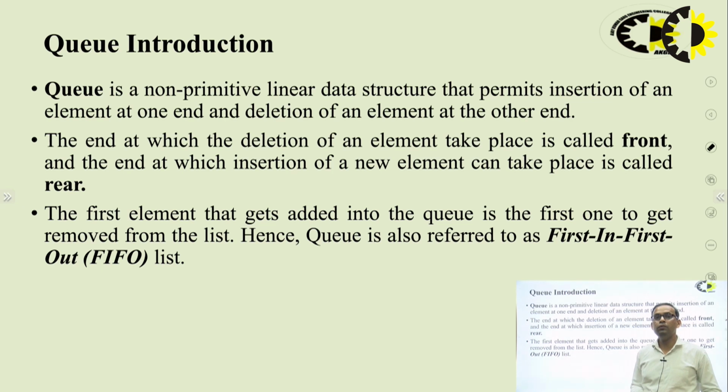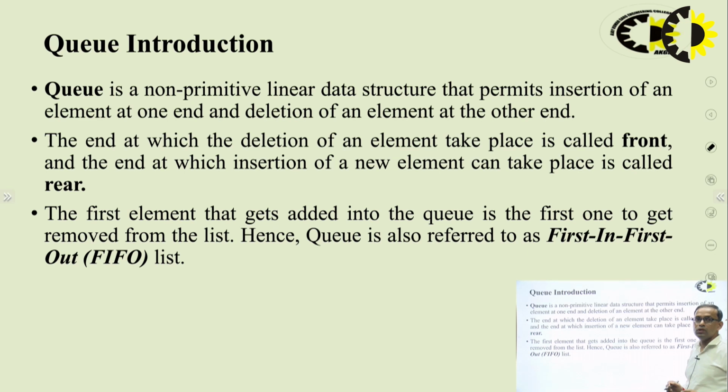So, whenever we want to insert an element in a queue, that particular element will be inserted at the rear end. And whenever we have to remove an element from queue, that element will be removed from the front end. Okay. So, the first element that gets added into queue is the first one removed from the queue. That is why the queue is known as the first in first out data structure.